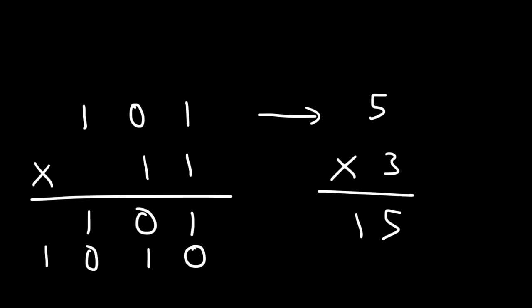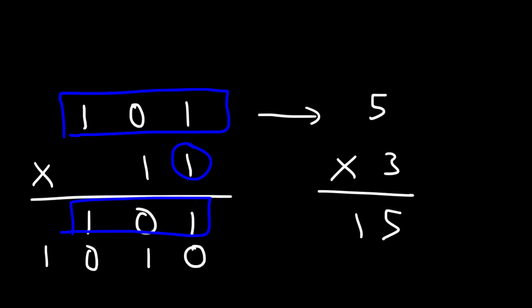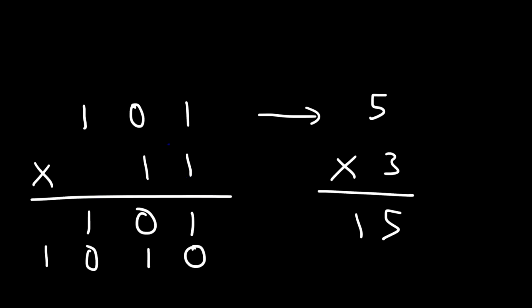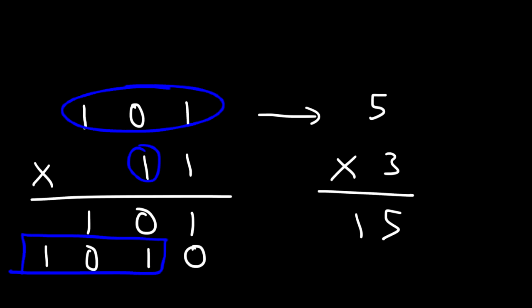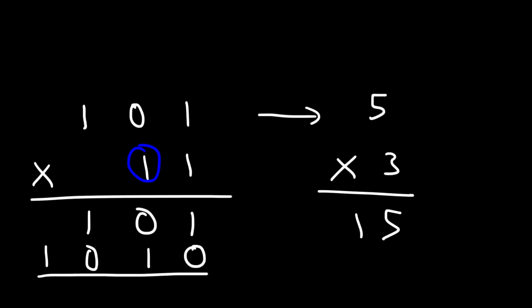So here's a quick trick. If this is a 1, you're going to get these exact three numbers, 1, 0, 1. So if you're multiplying 1 by something, you get those numbers. If you multiply 0 by something, you get 0. Now we need to add. So let's add these two rows. 1 plus 0 is 1. 0 plus 1 is 1. 1 plus 0 is 1. And then this we could bring down to 1.